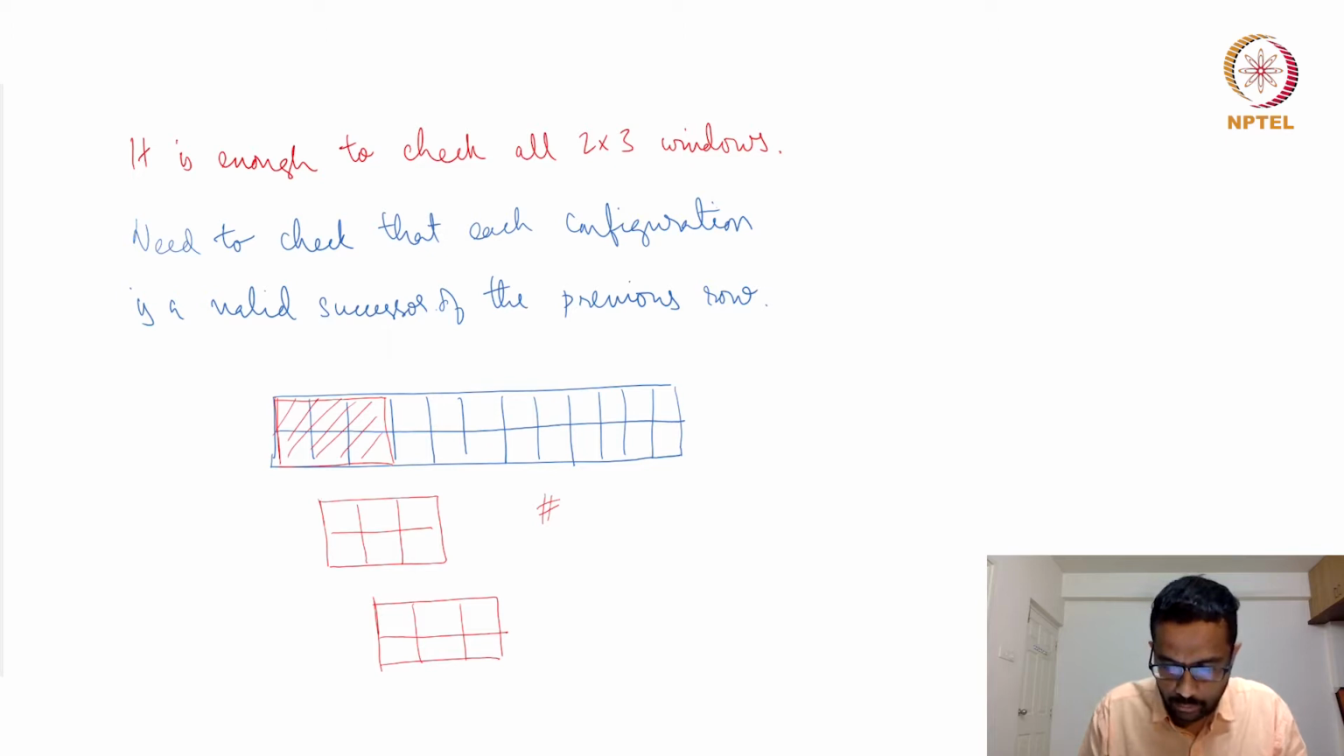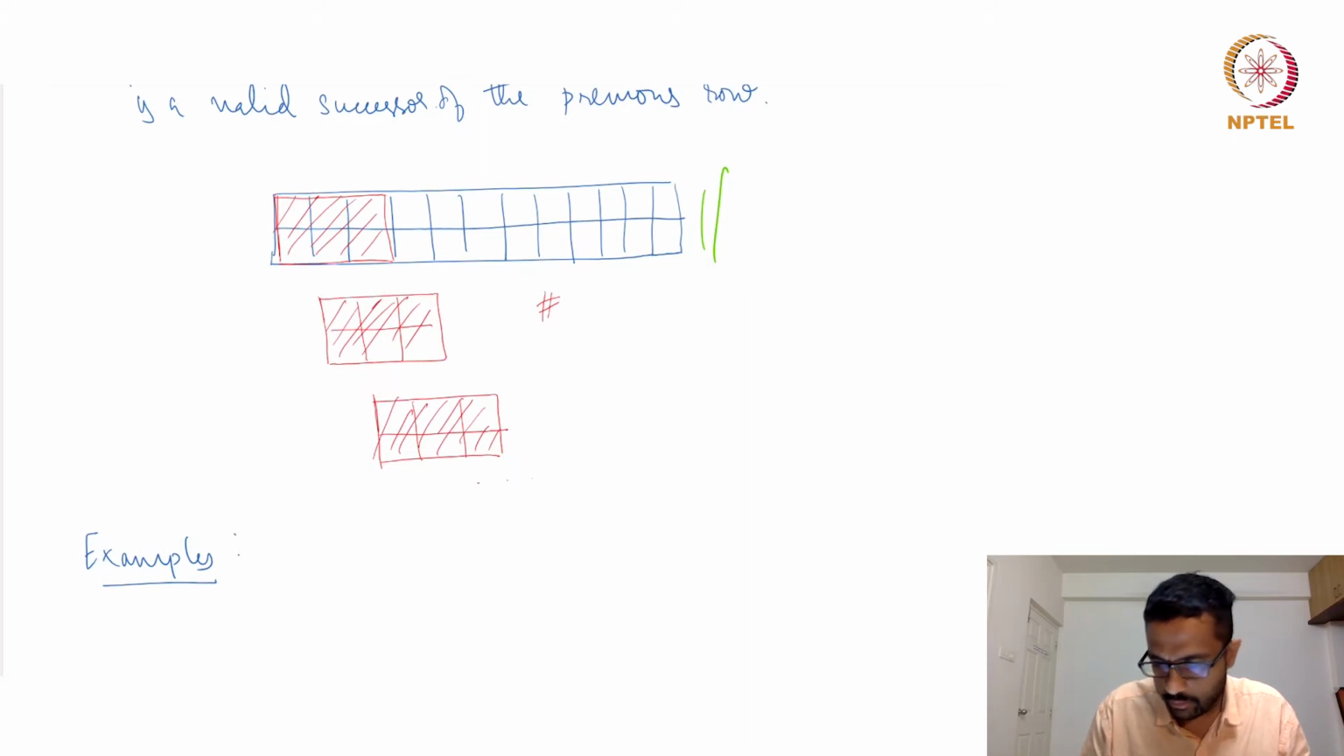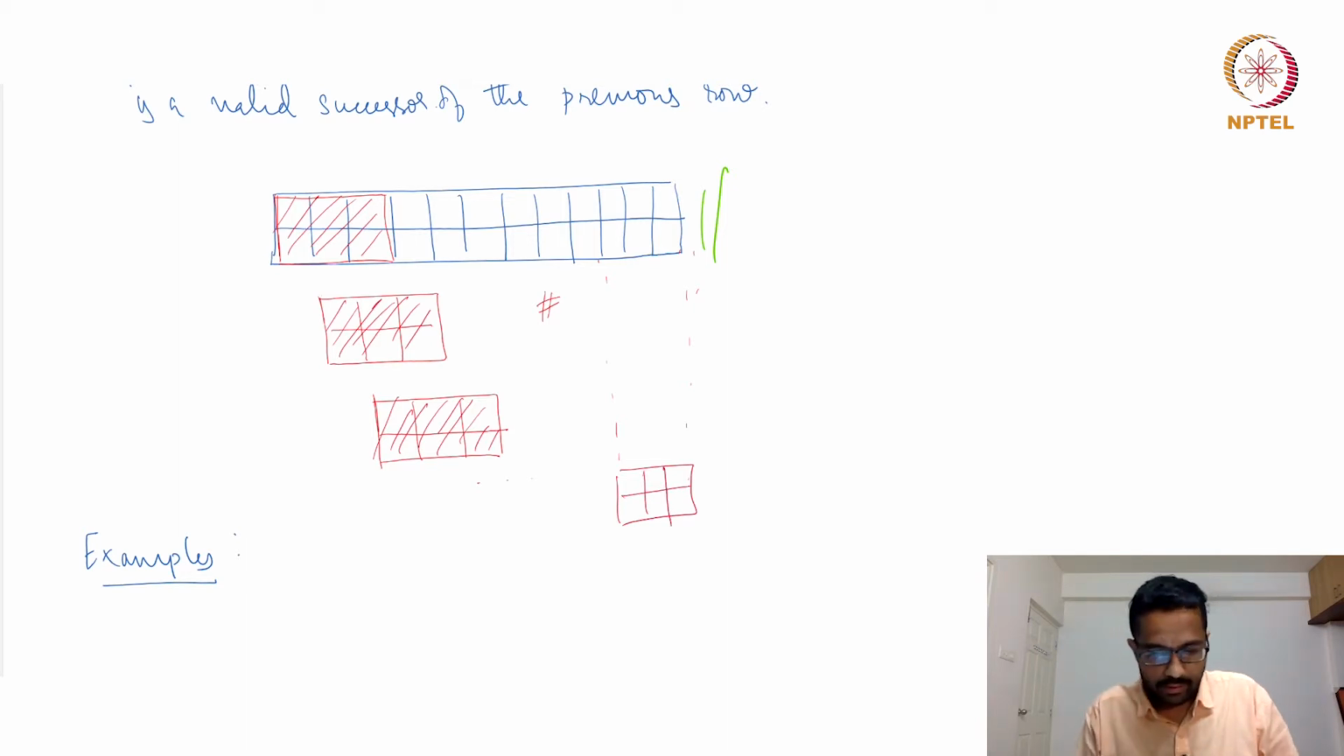So given 2 rows, as I have drawn in the picture over here, we can cover the entire 2 rows by having 2 by 3 windows like this. First we start at the leftmost, then shift by 1, then shift by 1 more, and so on. So the entire two rows will be covered by shifted windows, and finally we will have one for the last columns as well.